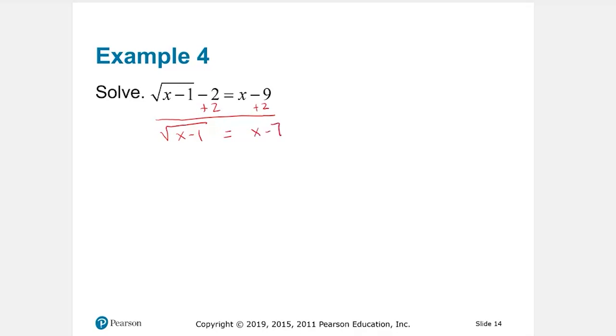And now to get rid of this radical, I have to square it, right? Because when I have a radical, I square it to get rid of the radical.